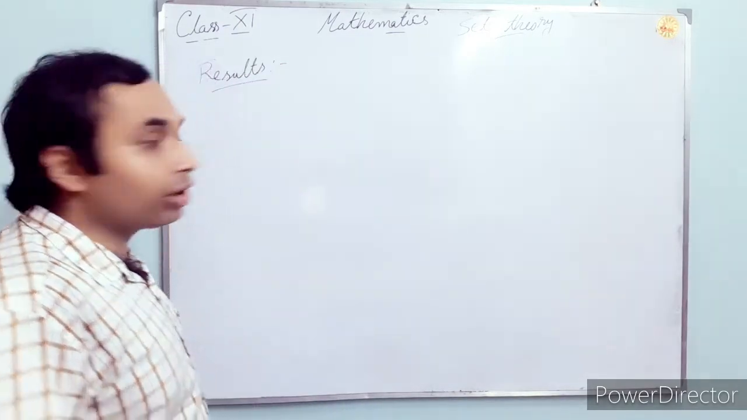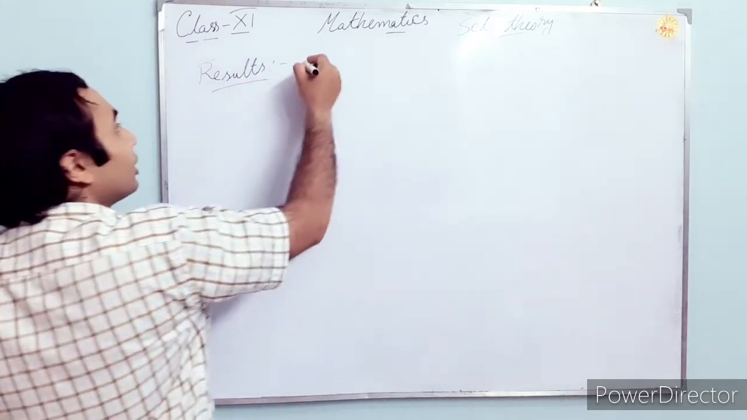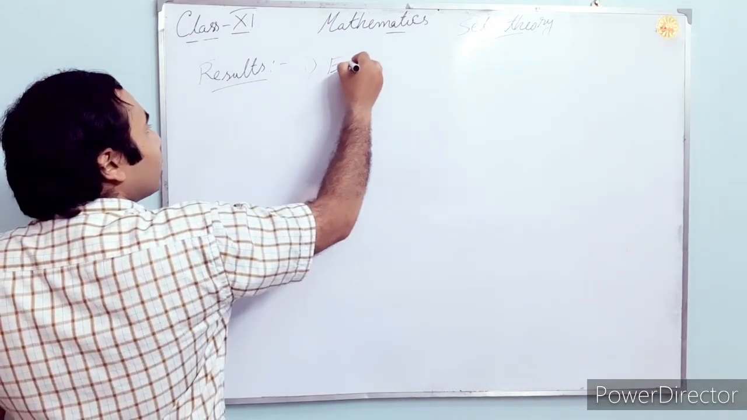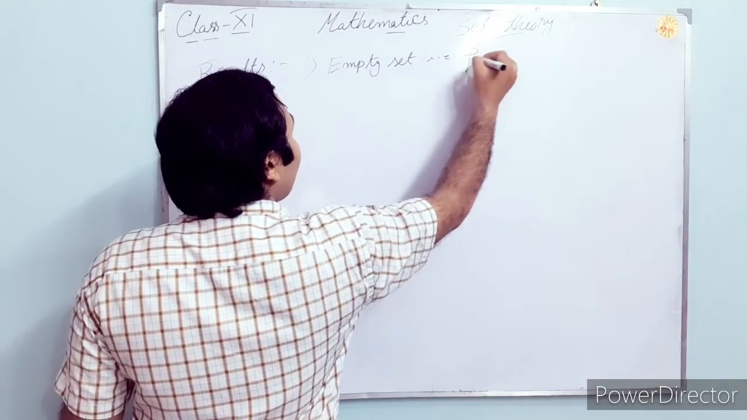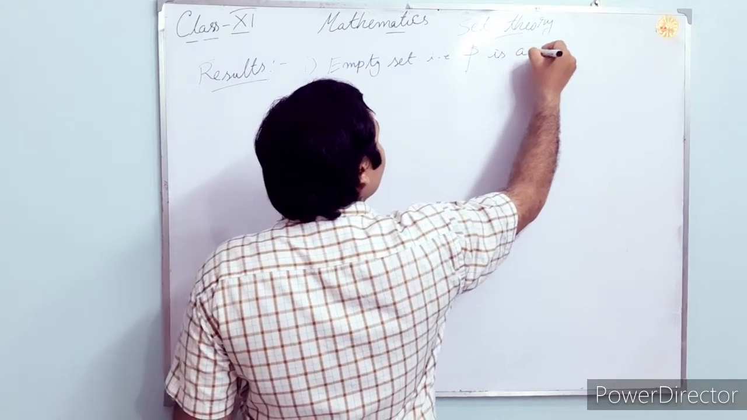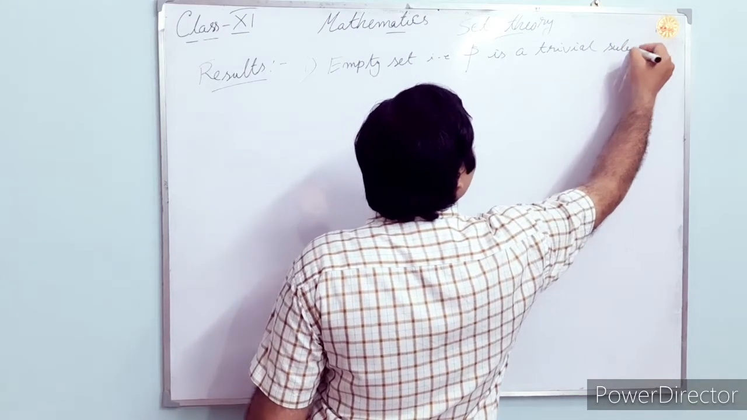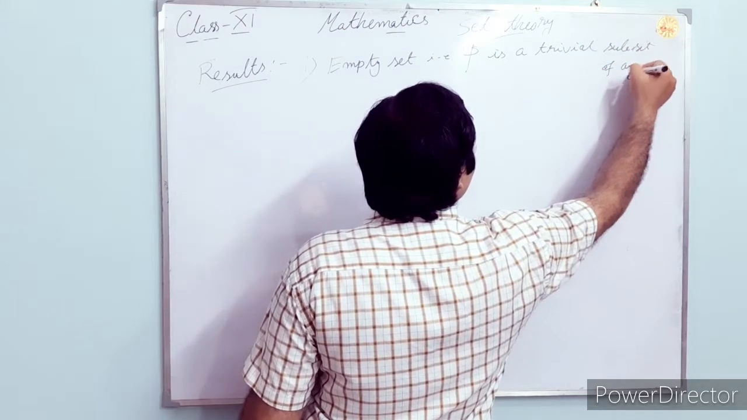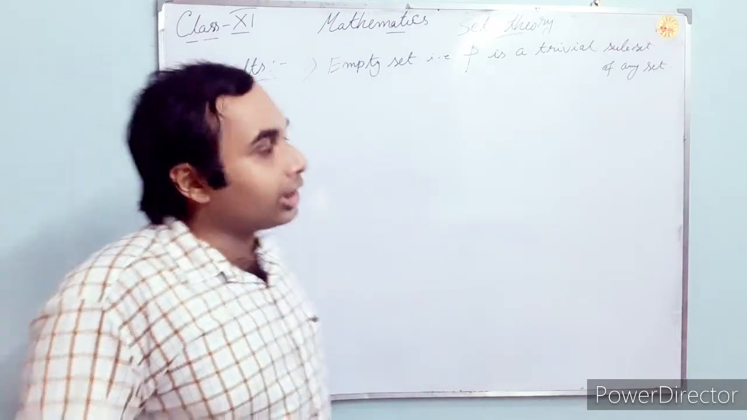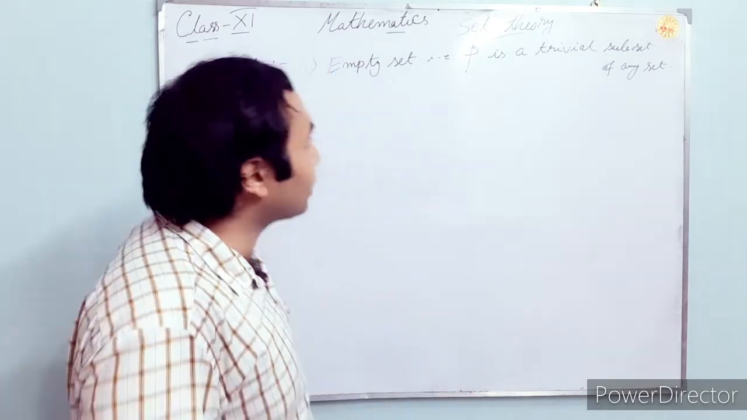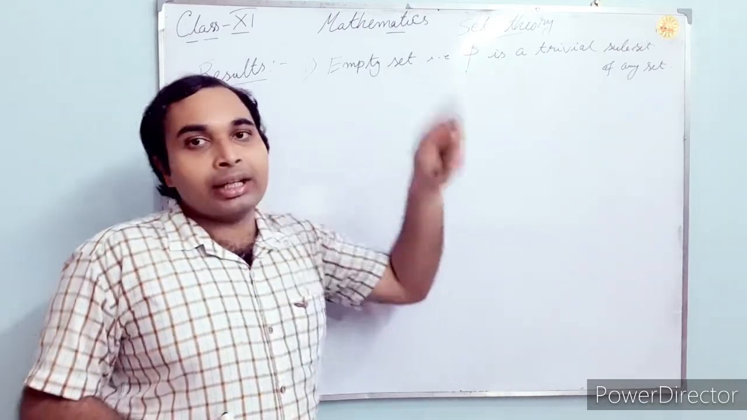Some results, actually not the rules, I told you mistakenly, not rules, results on the subsets. Number 1: the empty set is a trivial subset of any set. Actually, the empty set will always be a subset of any set. That's why it is called the trivial subset. Actually, two subsets are trivial. One is the empty set, another is that set only.